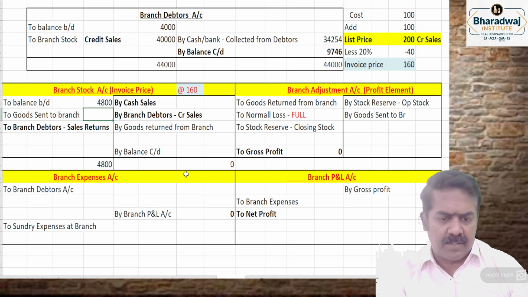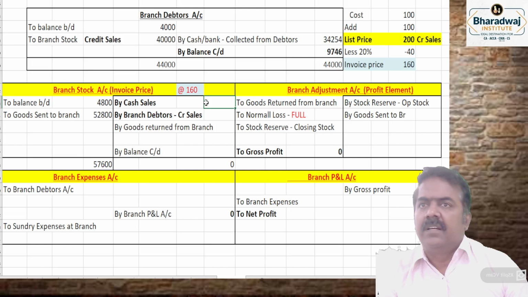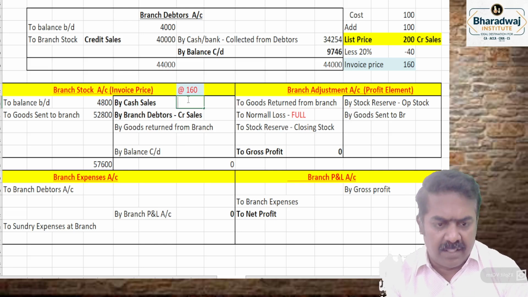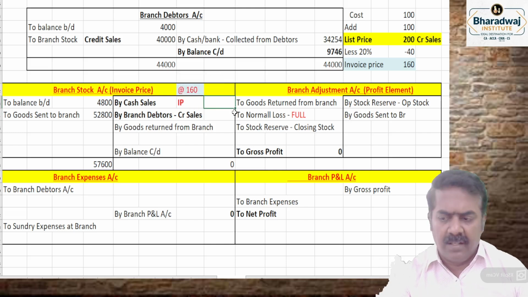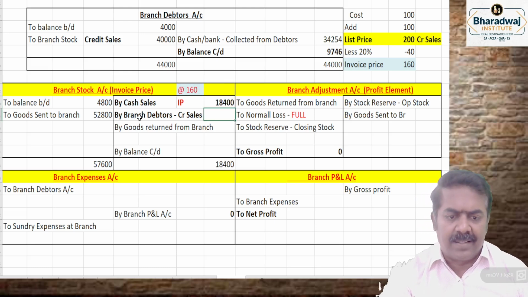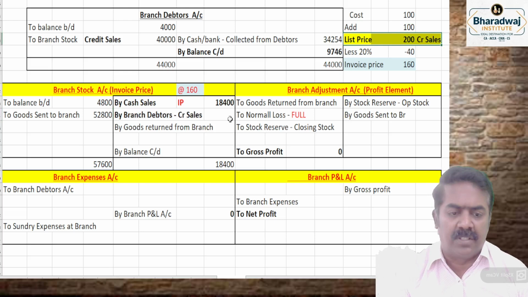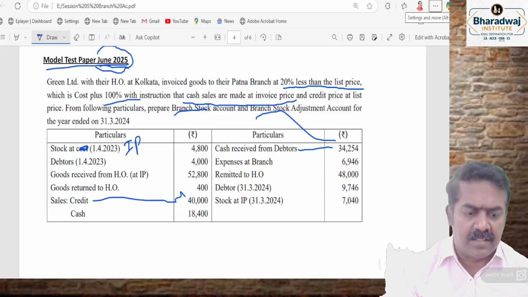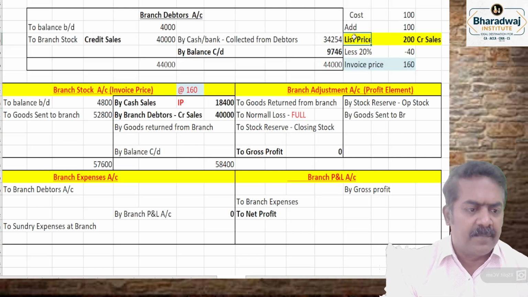What is goods sent to branch? There is no sales returns. Cash sales is at what price? Cash sales is at invoice price, so no problem for us. What is the cash sales invoice price? 18,400. Credit sales is not at invoice price. Credit sales is at which price? List price is given. Credit sales how much? 40,000. Wait. That is at what price? List price.